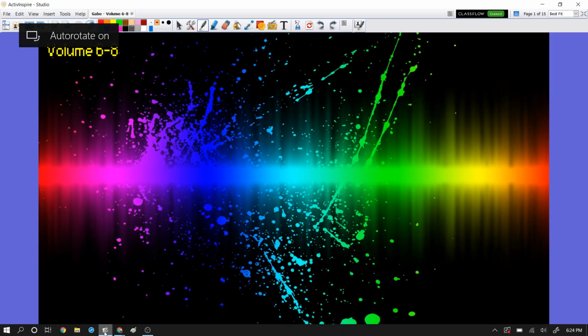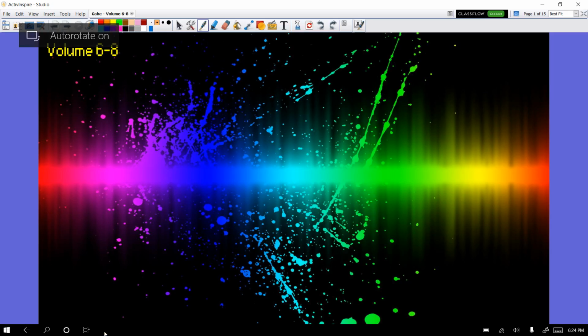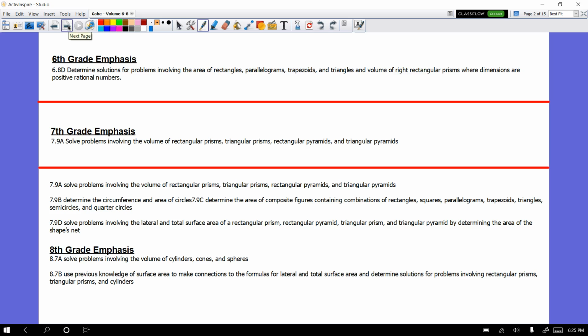Volume, grades 6 through 8. I figured it would be important to cover all three grade levels, considering the stuff we've already gone through. You already kind of dipped into the 8th grade stuff. But what I want to do is be very specific about what we're going to be doing.